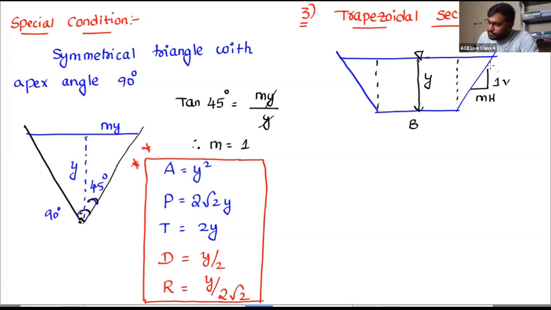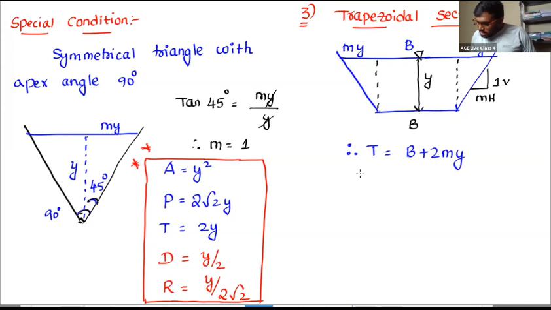You observe, my dear. See, this is 1 vertical m horizontal, 1 vertical m horizontal, then y vertical, this is going to be my, and here it is also going to be my. Then what about this width, b? So on this side, 1 vertical m horizontal means y vertical my horizontal, remaining is b. So top width means b plus 2my. Top width is equal to b plus 2my.